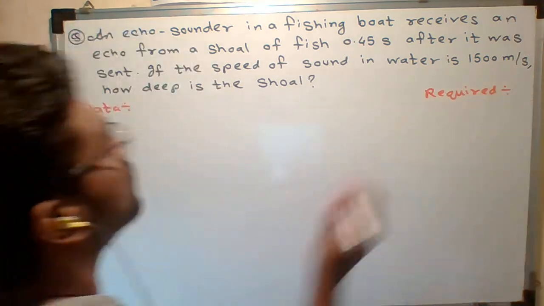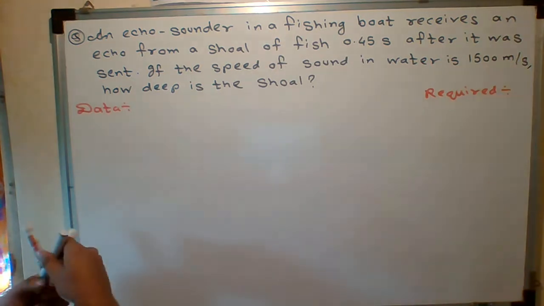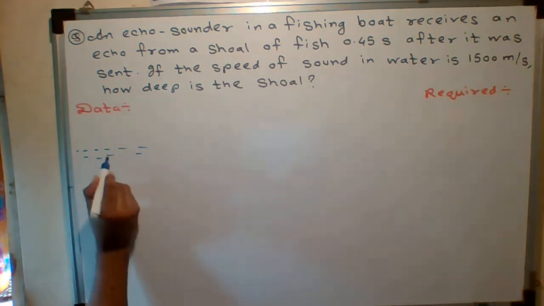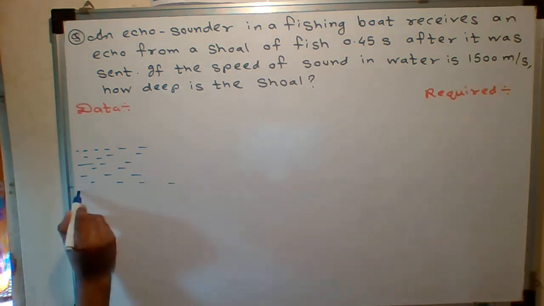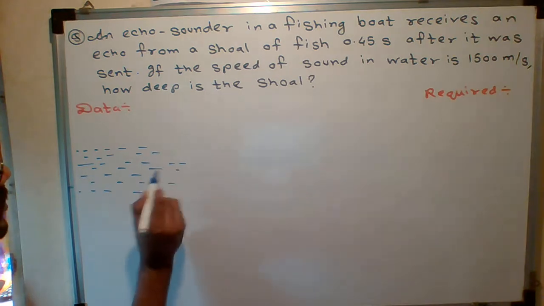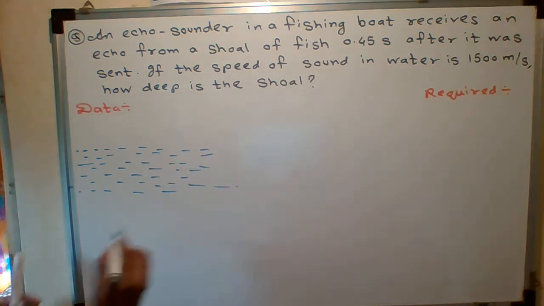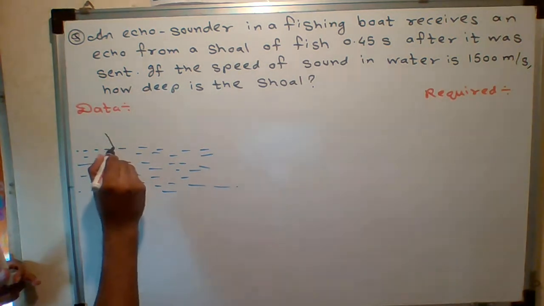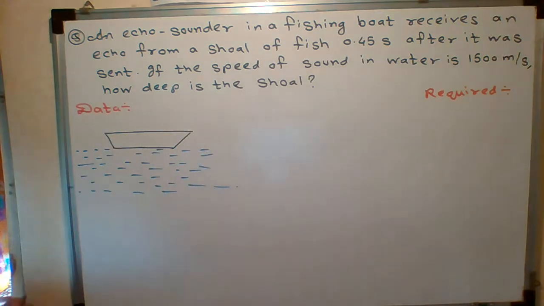Let me start. An echo sounder in a fishing boat. Let's make a fishing boat. So let me draw the water, the picture of water, suppose. There is a fishing boat. Okay, this is the fishing boat.